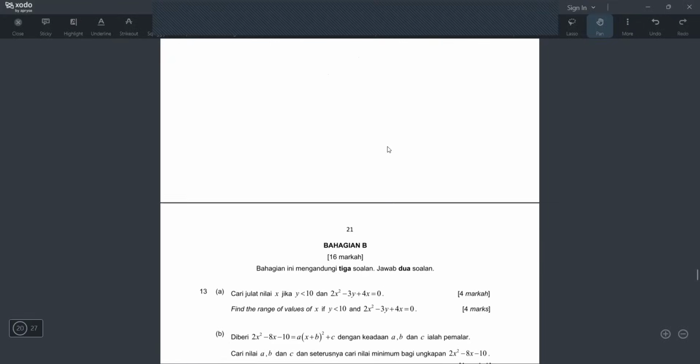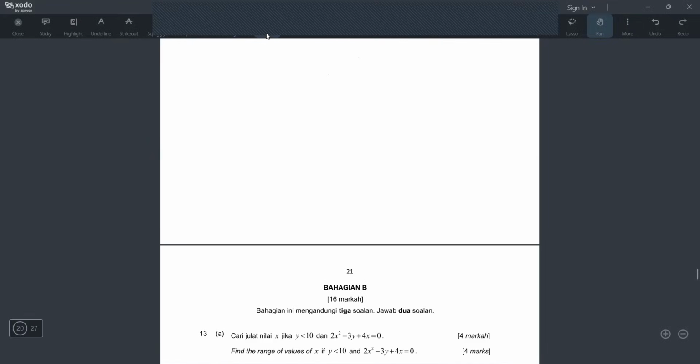So where I need some space, I think I can do it up here. So let's read the question. Number 13. A, what they want: find the range of values of x if y is smaller than 10 and 2x squared minus 3y plus 4x equals 0. Okay, let's write down the question. Y is smaller than 10, and then this one is 2x squared minus 3y plus 4x equals 0.